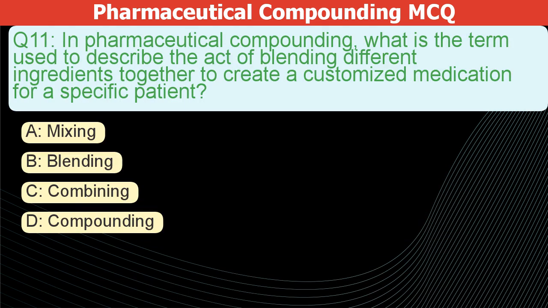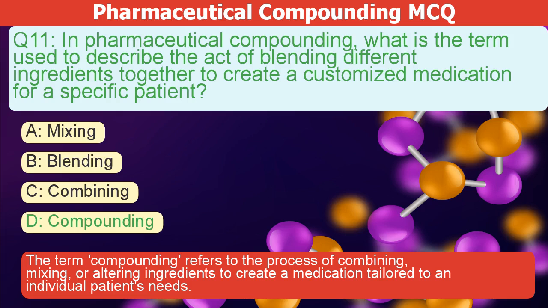In pharmaceutical compounding, what is the term used to describe blending different ingredients together to create a customized medication for a specific patient? A. Mixing. B. Blending. C. Combining. D. Compounding. The correct answer is D. The term compounding refers to the process of combining, mixing, or altering ingredients to create a medication tailored to an individual patient's needs.